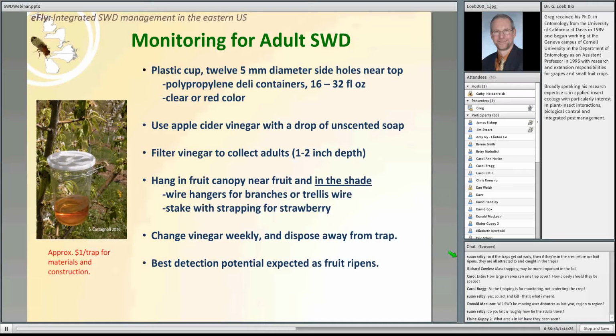Donald asks, will spotted-winged Drosophila be moving over distances as last year, region to region? That is a good question. I am guessing that the populations are going to build up in the south like they did in previous years in North Carolina, Georgia, up into Virginia, and in the right kind of climate situation, with the right kind of storm fronts coming up. Sure, some spotted-wing, maybe even a lot of spotted-wing, can be redistributed through these storm fronts.